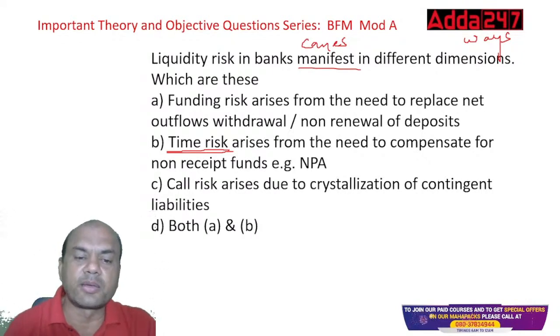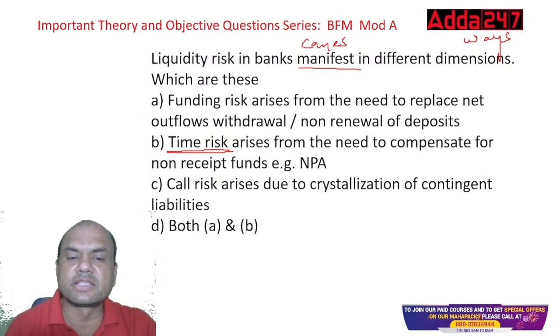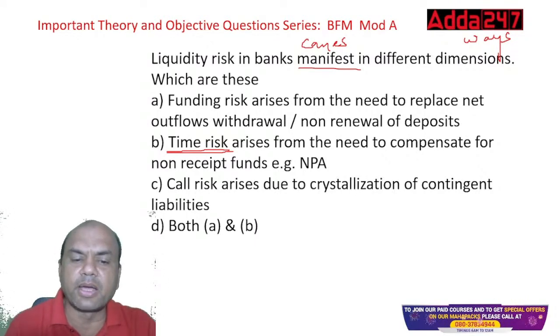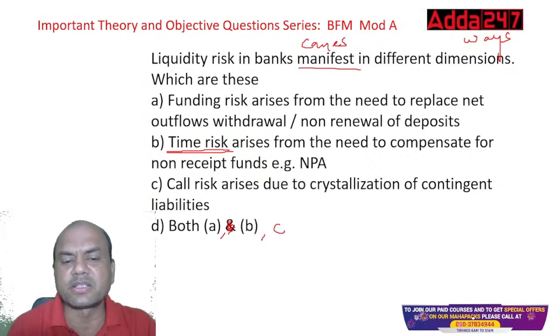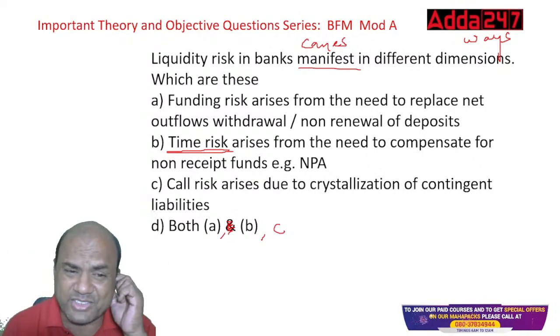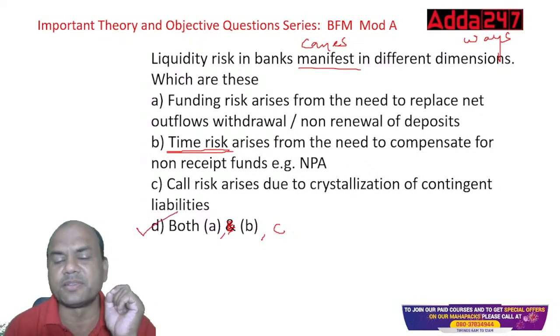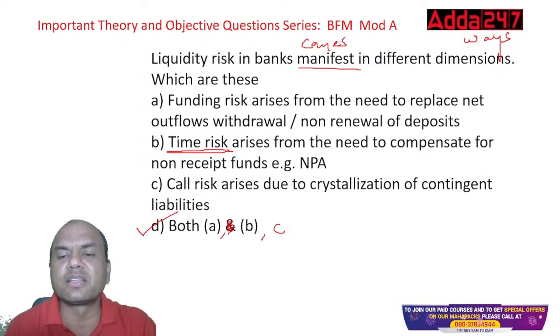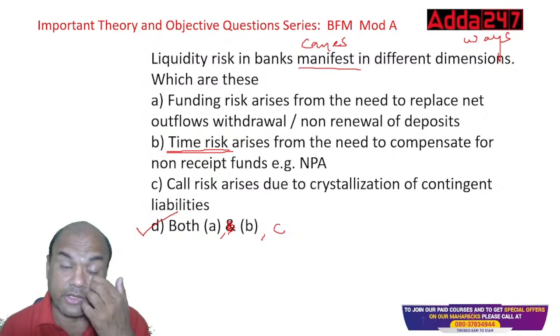So which of these cases does it come in? Both A and B. Okay, I'll mark it like this: A, B, and C. That is the best answer. So the answer is actually A, B, and C, because funding risk is to replace the net outflows, that is also correct.